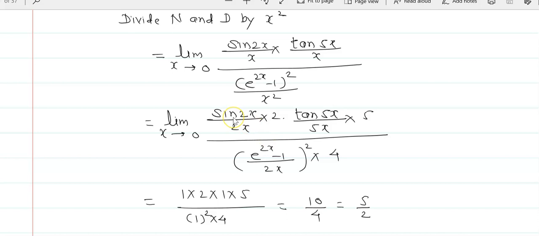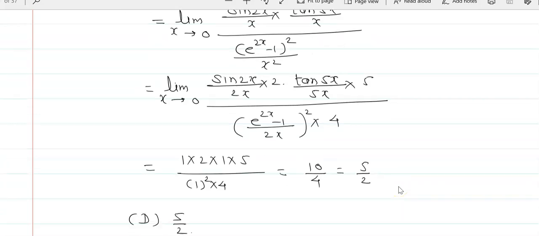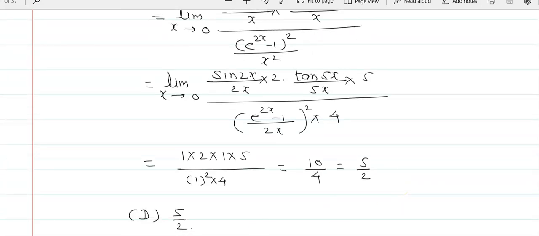Therefore, the limit of this function is sin of 2x upon 2x is 1, into 2, 1 into 5, and overall this is 1 square, 1 into 4. Overall, you will get the 4 here, that is 2 into 5, 10, 10 by 4, which is equal to 5 by 2. And hence option D is the correct one.